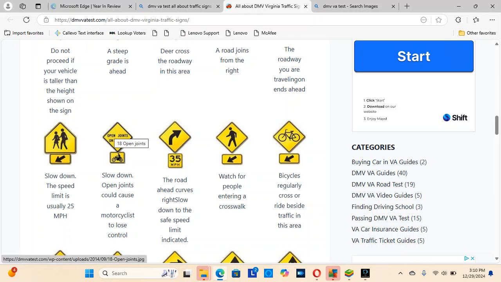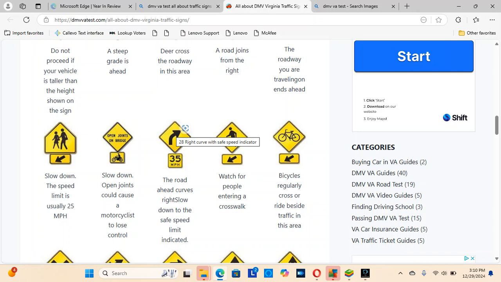But this one means open joints on bridge. Now, when they put bridges together, the joints are not closely fit. That means it can cause motorcyclists to lose control. So if you have a motorcycle, you have to pay attention to these signs and slow down because of those joints.